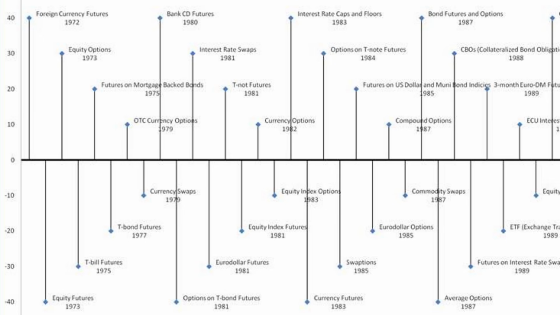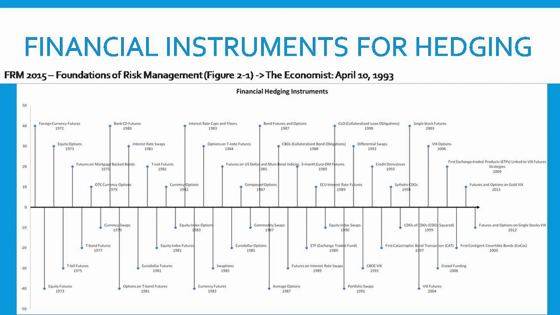And then you see it actually rapidly develops over time. So these are a type of futures, which we're going to talk about. And then we see equity futures, another type of futures, equity options, T-bill futures, T-bond futures. And then we get into futures of mortgage-backed bonds, OTC currency options, currency swaps, bank CD futures.